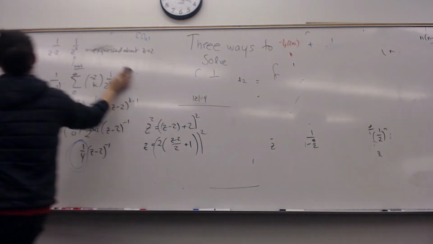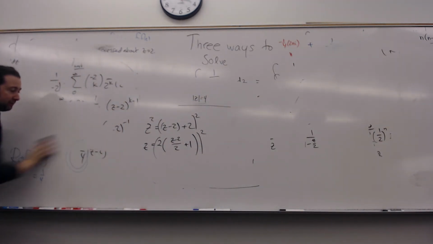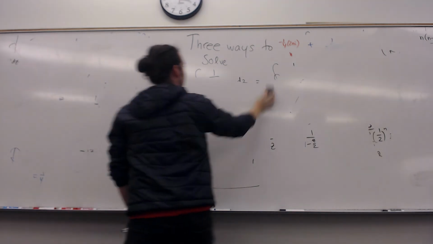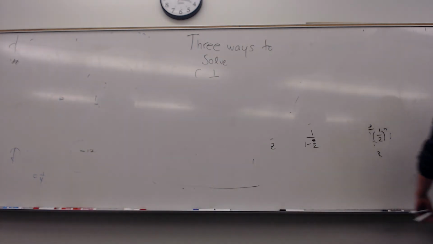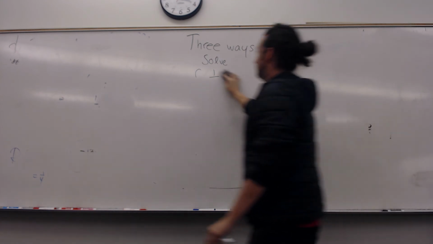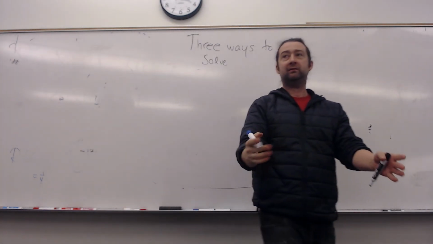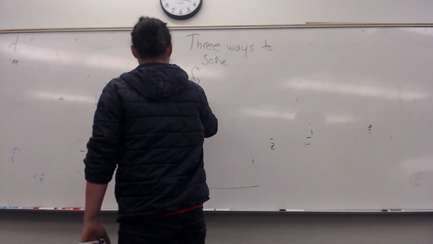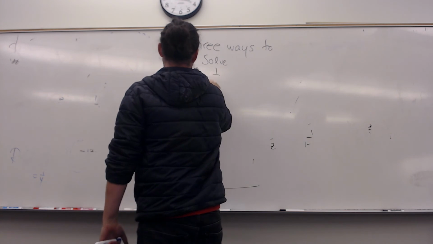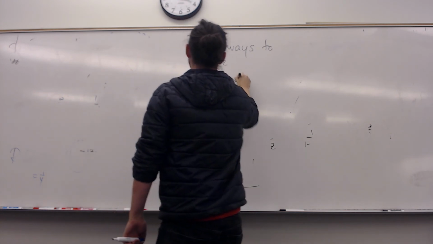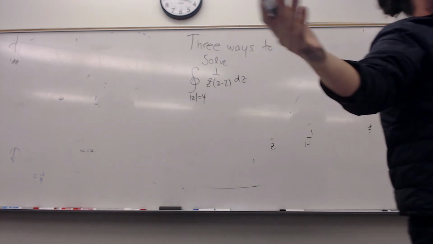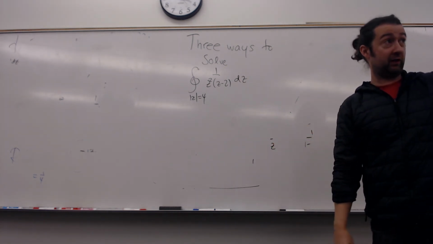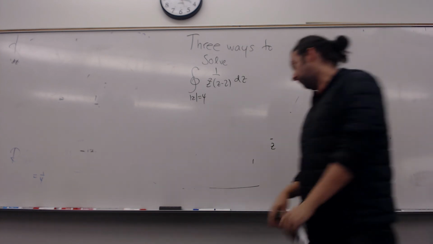Now let's use method 3. And you should appreciate now that you've seen these long-winded ways of doing this. Here's method 3. What method have we not used yet? Cauchy integral theorem. Oh, for derivatives, right? So this is the best way to do this problem.